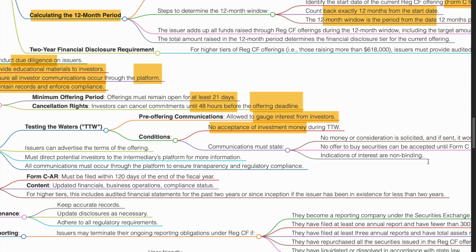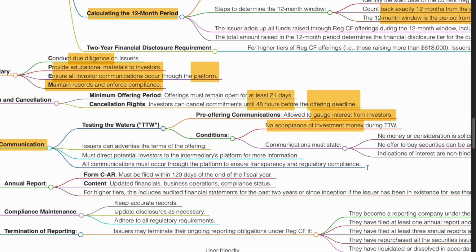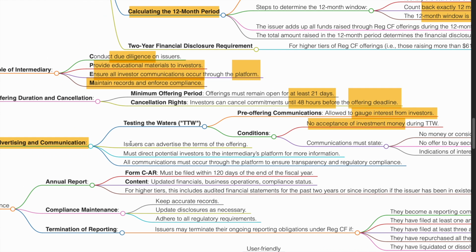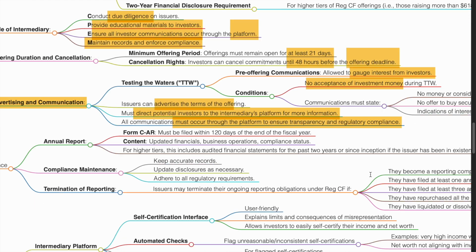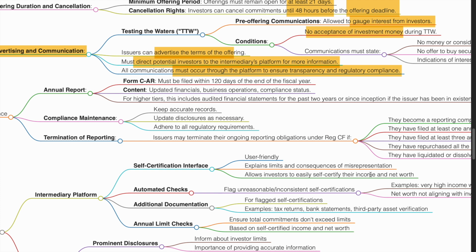Why non-binding? Because we just said the investors have until 48 hours before the offering deadline. So what can be discussed? Well, issuers can advertise the terms of the offering, but they must direct potential investors to the platform for more information. And crucially, again, all communication must occur through the platform. Why? Well, to ensure transparency and regulatory compliance.